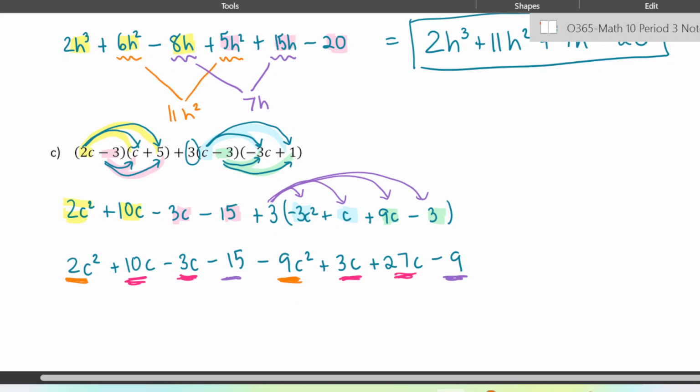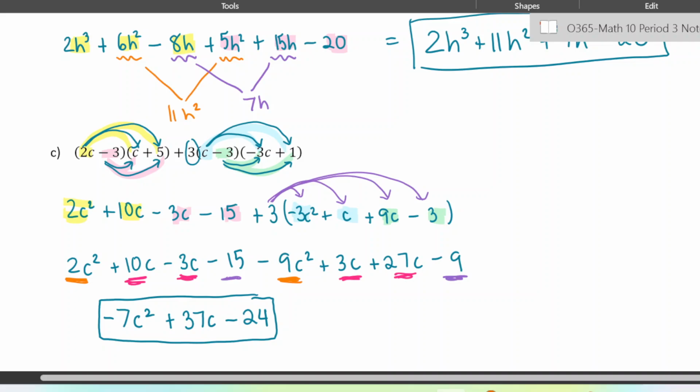Okay, so let's combine our orange terms together. So 2c squared minus 9c squared, so that would be -7c squared. Now for the pinks, positive 10 minus 3, that's 7, plus 3, that's 10, plus 27, so that would be 37c. And now finally the purples, -15 minus 9 would be -24. You have to pay attention to the sign that's in front of the coefficient. That belongs to that. Okay, there we go.